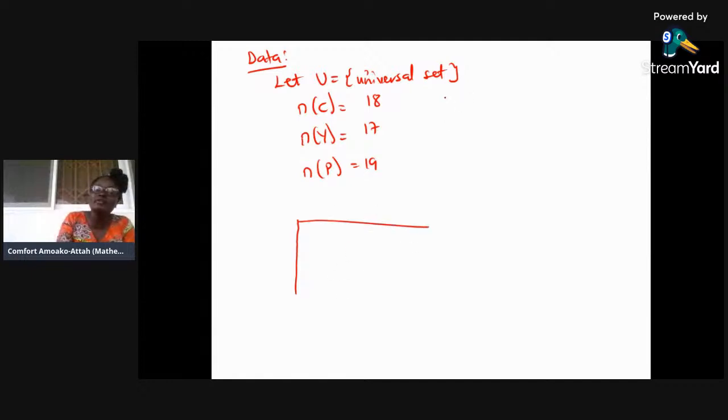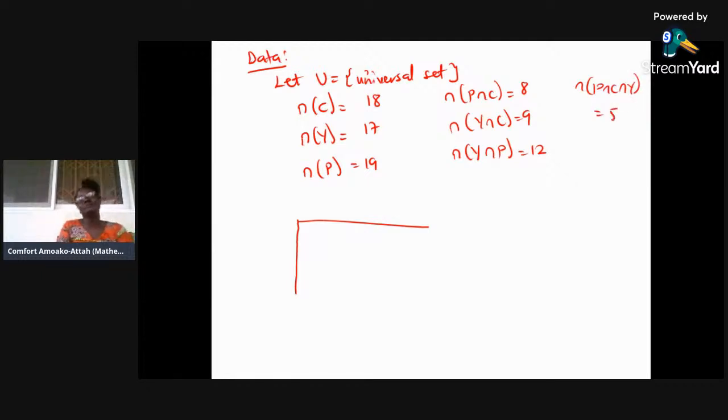Okay, let's add some more information. The number of women who sell plantain and corn was 8. Number of women who sell yam and corn, 9. Then the number of women who sell yam and plantain also to be 12. Then all three food items, plantain, corn, and yam, to be 5. Okay, so with this we can continue.